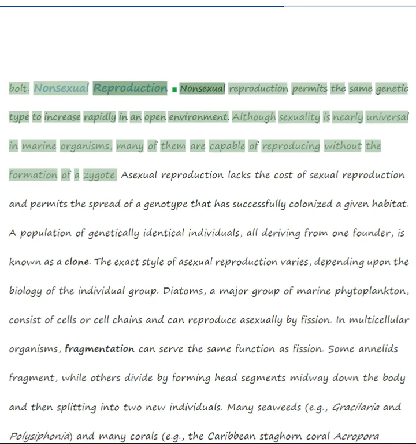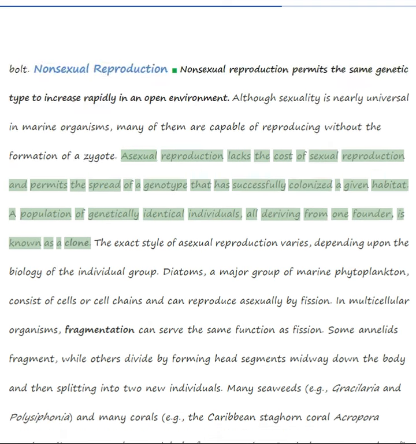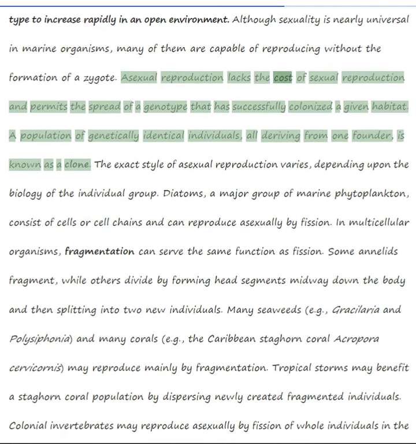Non-sexual reproduction permits the same genetic type to increase rapidly in an open environment. Although sexuality is nearly universal in marine organisms, many of them are capable of reproducing without the formation of a zygote. Asexual reproduction lacks the cost of sexual reproduction and permits the spread of a genotype that has successfully colonized a given habitat. A population of genetically identical individuals, all deriving from one founder, is known as a clone.